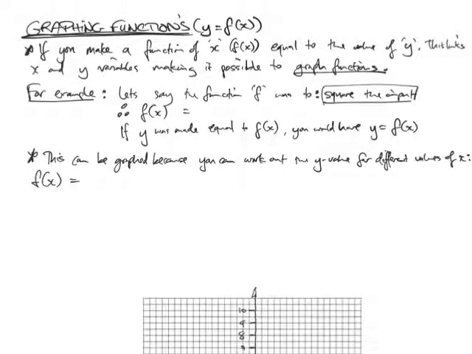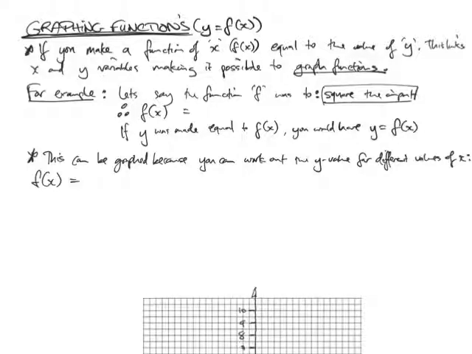This is another video. This is on graphing functions, so making y equal a function of x. If you make a function of x, which we've been calling f of x, equal the value of y, that gives you a link between the x and the y variables, and so it makes it possible to graph functions, because on a Cartesian plane the x-axis represents x values and the y-axis represents y values.